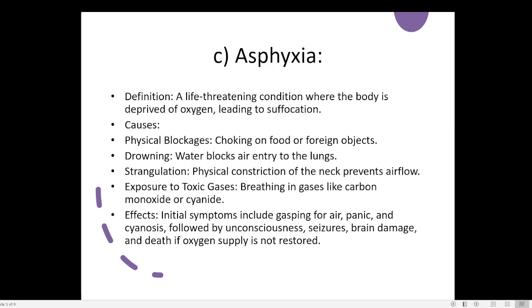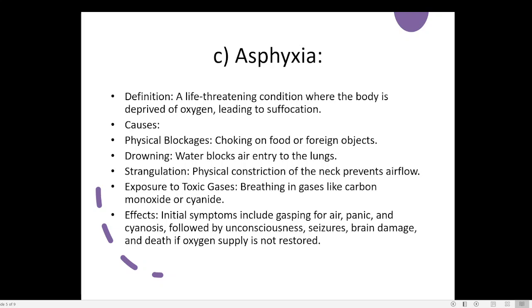So in the case of asphyxia, what we are seeing is an almost complete absence of oxygen. Now what are the effects of asphyxia? Initial symptoms are gasping: the person tries to breathe faster, gasping for air, panic and cyanosis. Cyanosis is the blue coloration of the lips, eyes, etc., followed by unconsciousness. The person becomes unconscious.